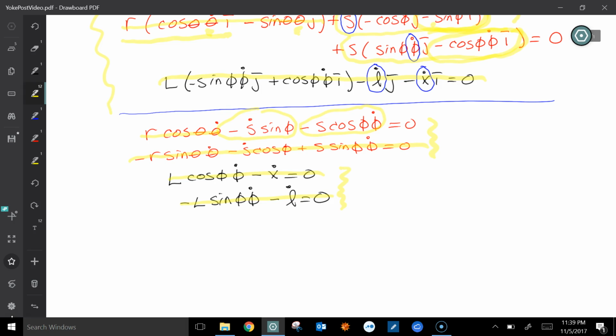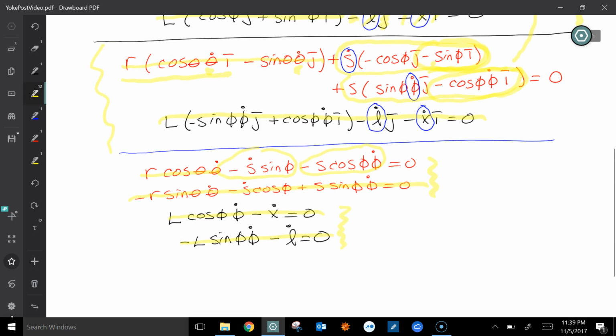And then for acceleration, you're going to take another derivative. I wouldn't do it by hand. And then you're going to solve for the double dot terms that you'll find in there. And there will be 4 of them. Everything will work out fine.